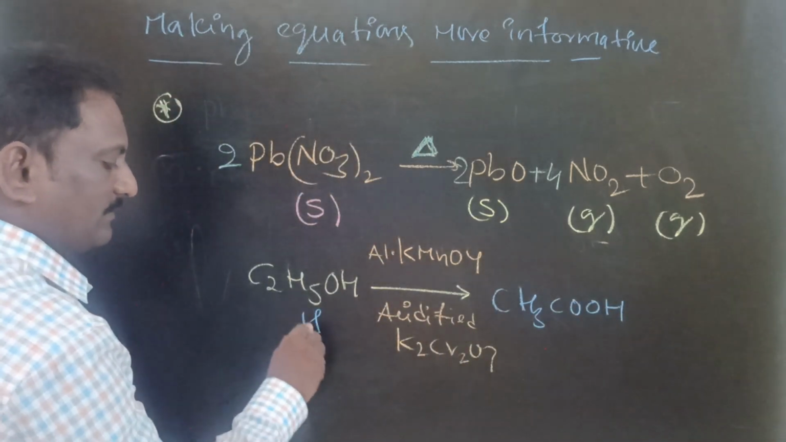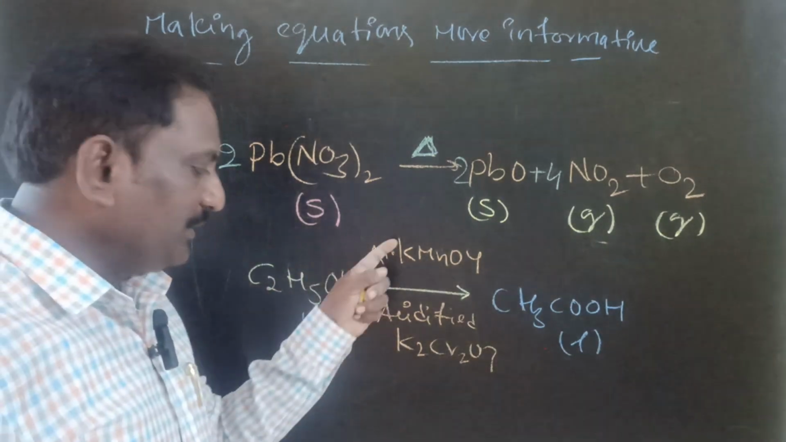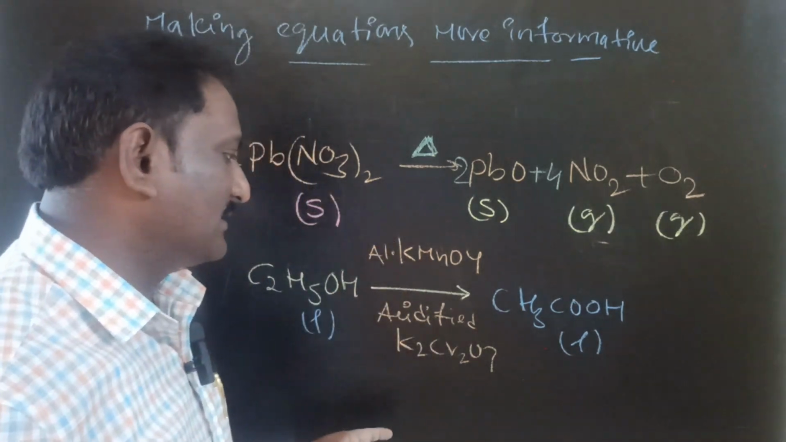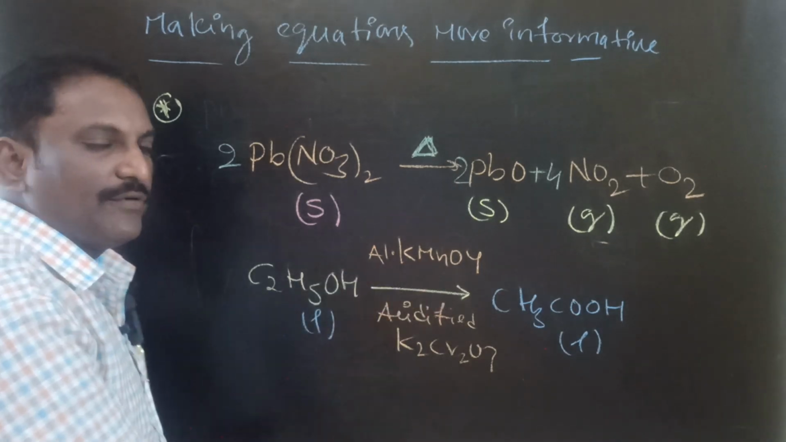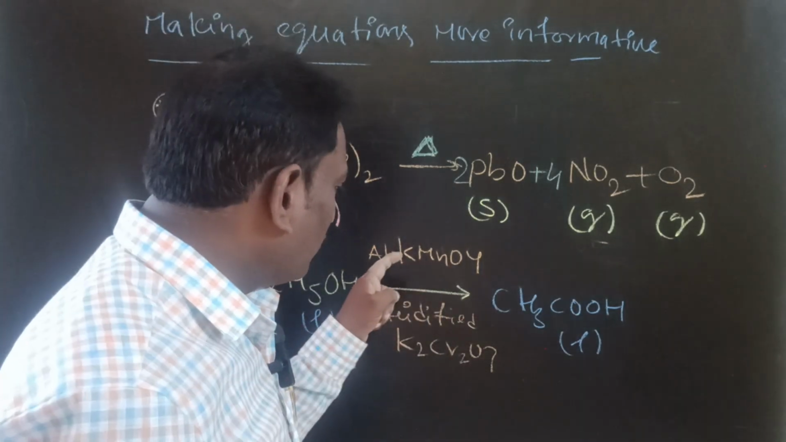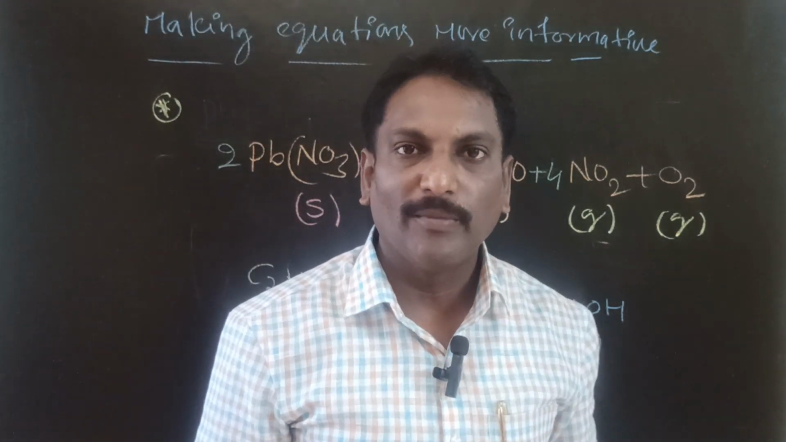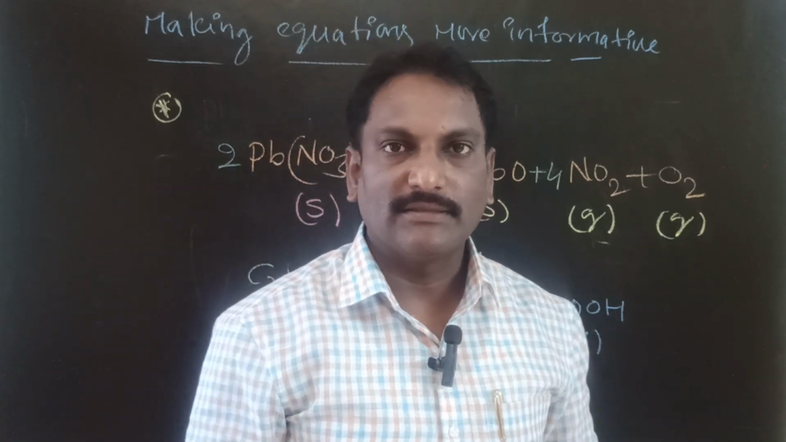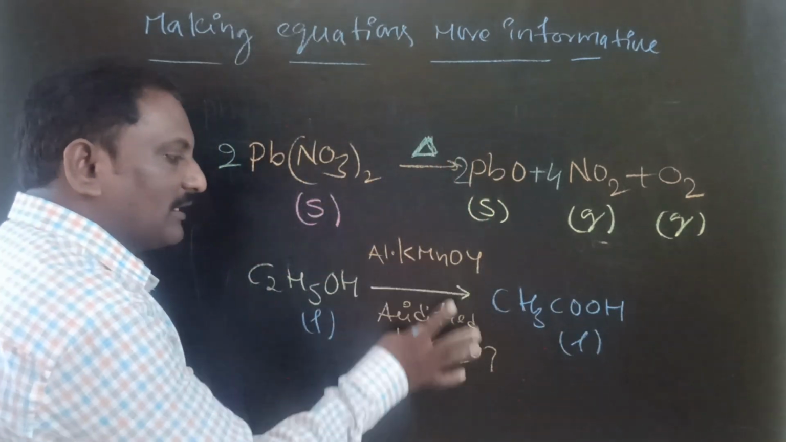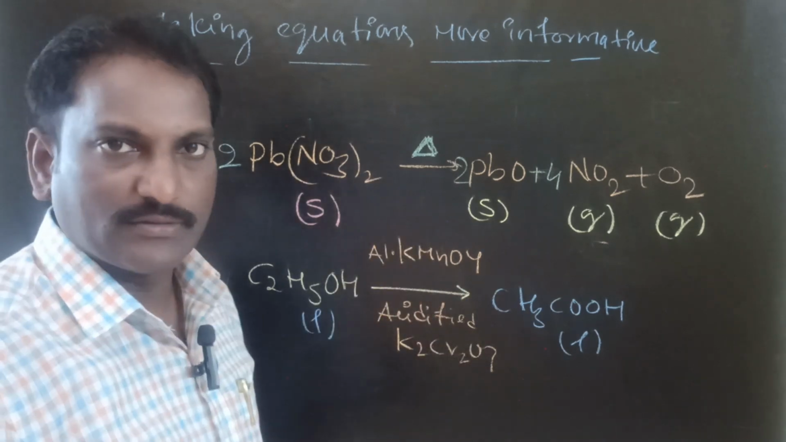This one is a liquid, this one is a liquid. Here these two are acting as oxidizing agents. So this is considered the oxidation of ethyl alcohol. Without adding alkaline potassium permanganate or acidified potassium dichromate, there is no conversion of ethyl alcohol to acetic acid. So these are the reaction conditions.